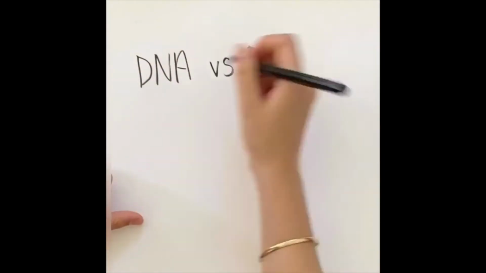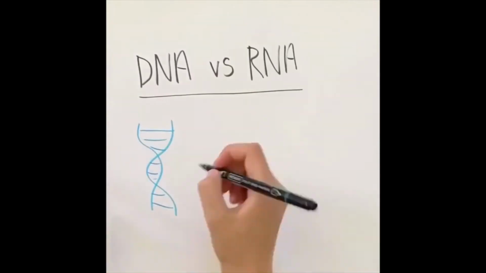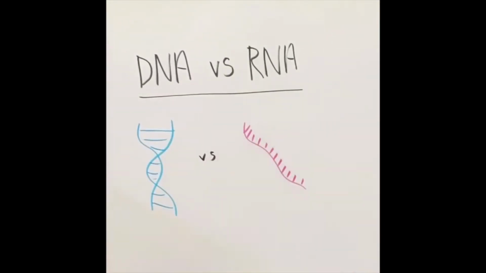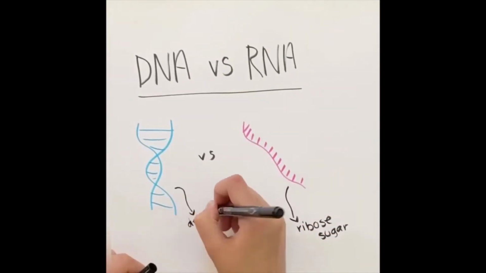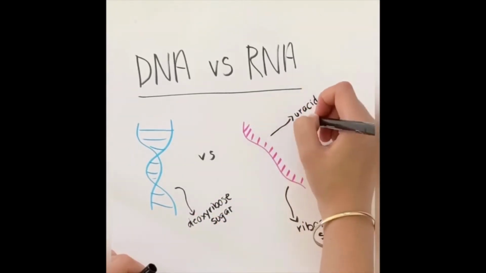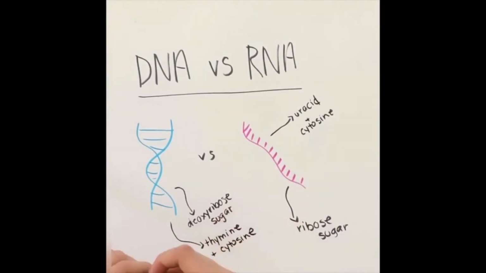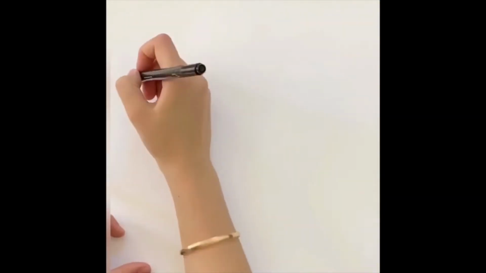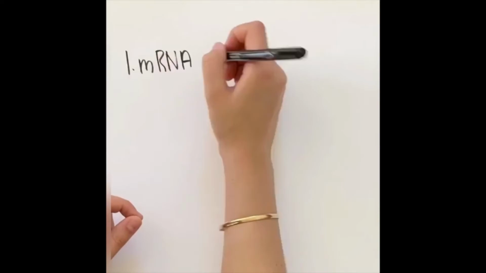The main differences between RNA and DNA is that RNA has ribose sugar, whereas DNA has deoxyribose sugar. RNA uses uracil to pair with adenine, whereas DNA uses thymine. RNA is also single-stranded, where DNA is double-stranded. There are actually 3 types of RNA, and we will break them down to gain a better understanding of how they come into protein synthesis.